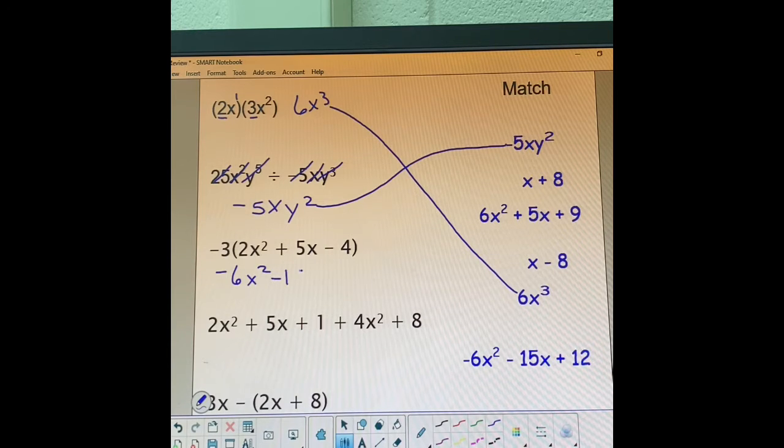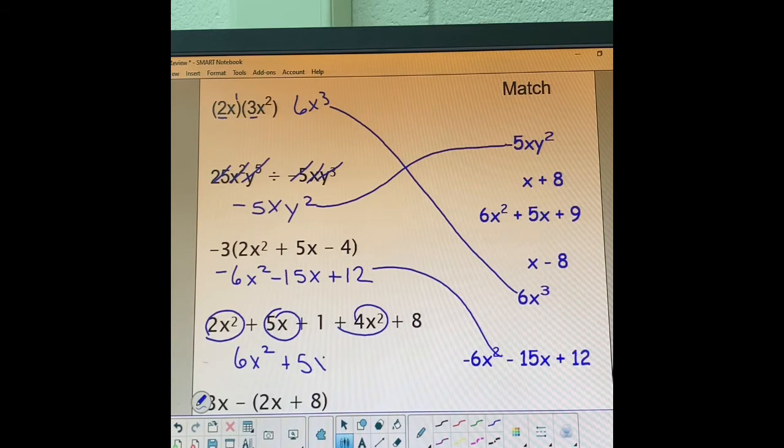Distribute the -3, and you get -6x squared minus 15x plus 12. Combine like terms. The 2x squared and the 4x squared add to 6x squared. The 5x does not combine, and 8 plus 1 is 9.